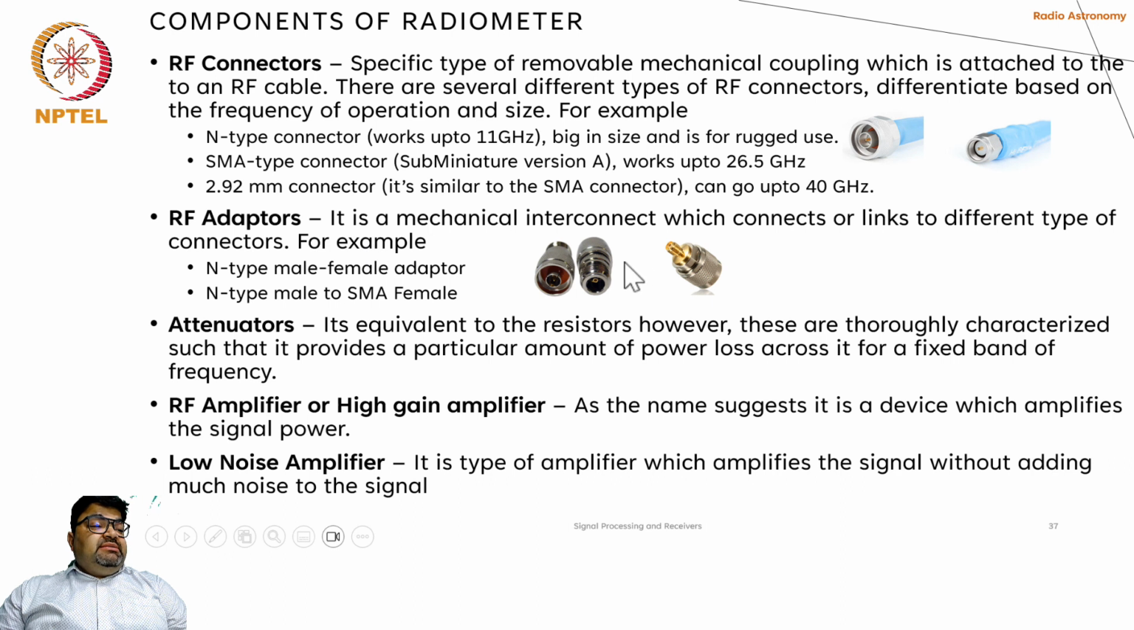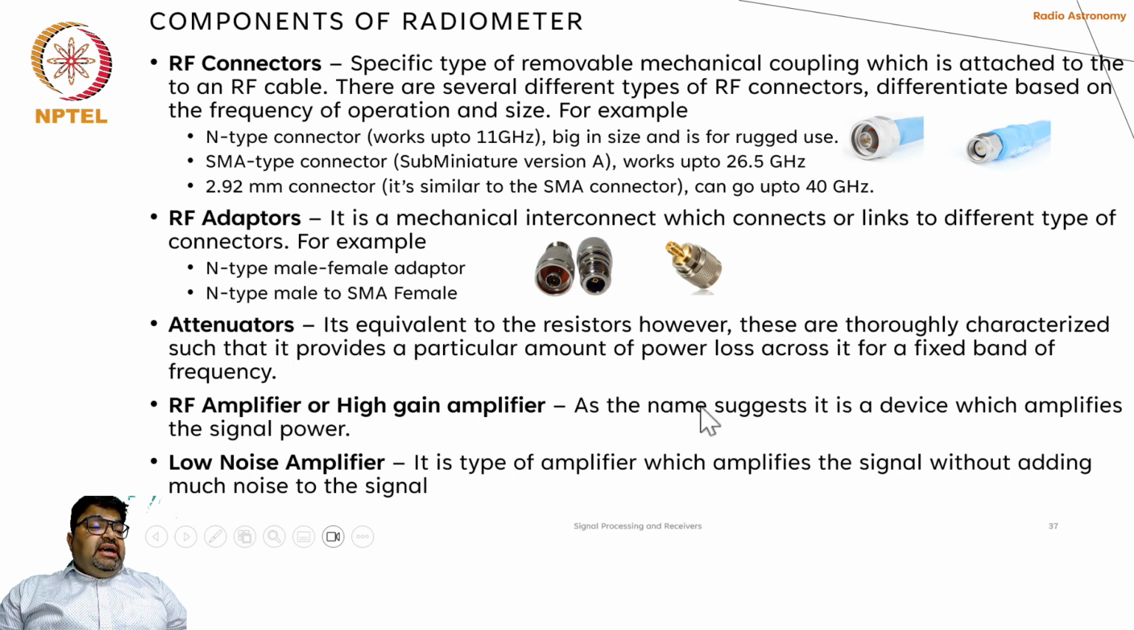RF adapters are mechanical interconnects which connect or link different types of connectors. N-type male to female adapters, so if you have to join different cables, these are the adapters which are required. Attenuators are equivalent to resistors, however they are thoroughly characterized such that they provide a particular amount of power loss across them for a fixed band of frequency. So very, very accurate. They are used for isolating different components such that the operations are smooth.